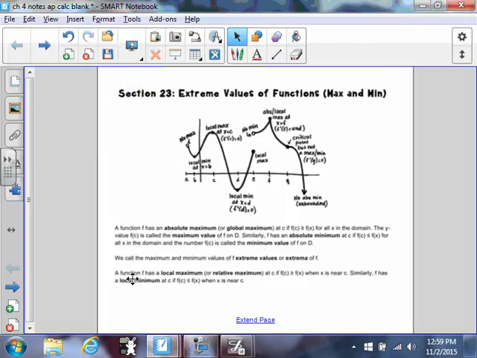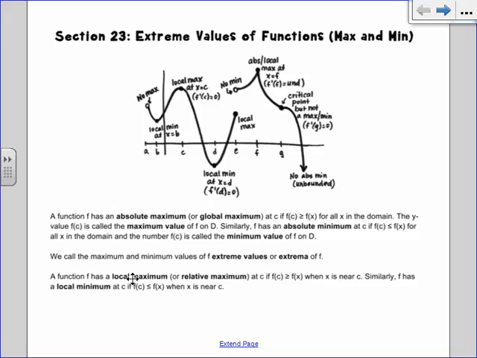So section 23 is on extreme values of functions. In other words, it's on maxima and minima. So finding a maximum, finding a minimum. Okay, so I tried to draw a picture that has everything you would ever need to know in this one picture. So we're going to talk about this picture first.